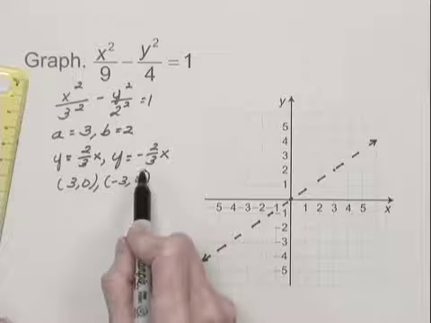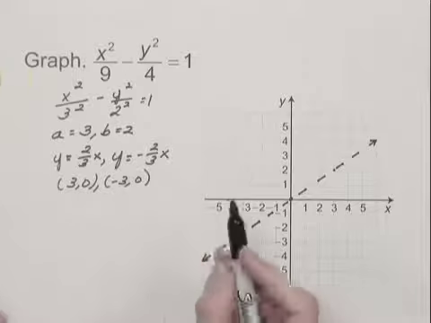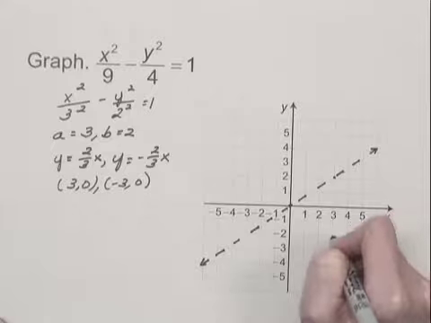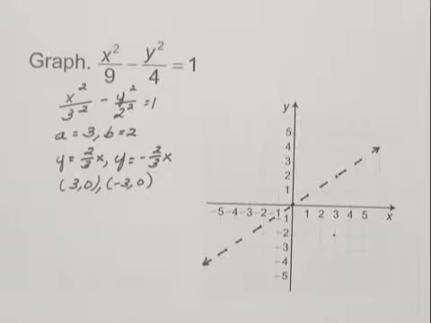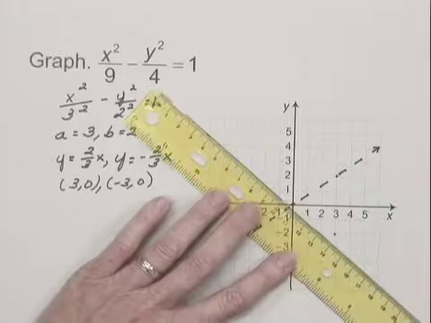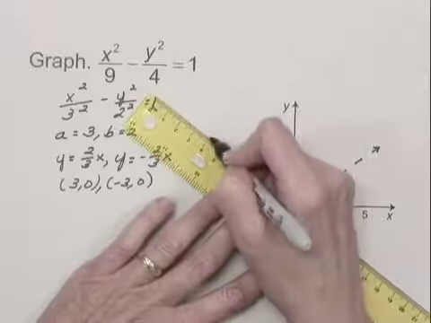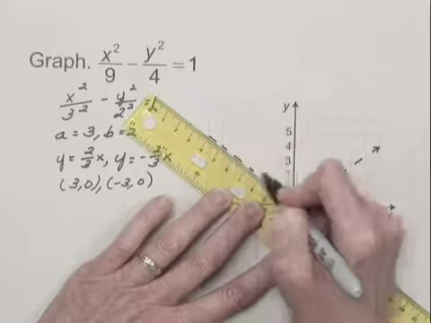And if I graph y equals negative 2/3 times x, I have the point (0, 0) again, and I have (3, -2) as two points on that line. And again, I'll draw it in dashed.